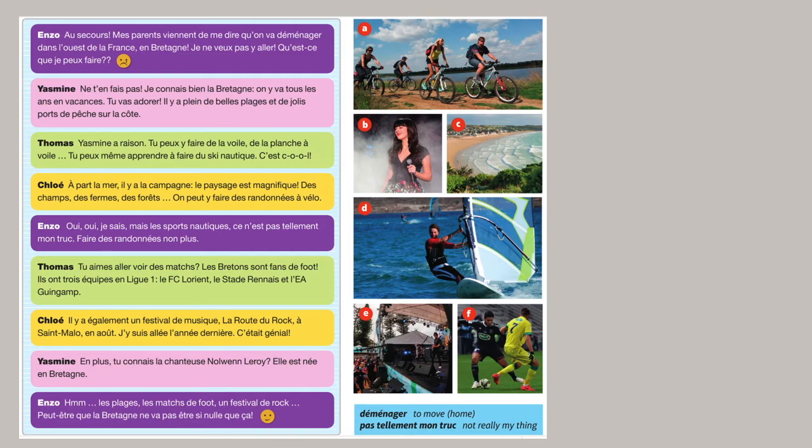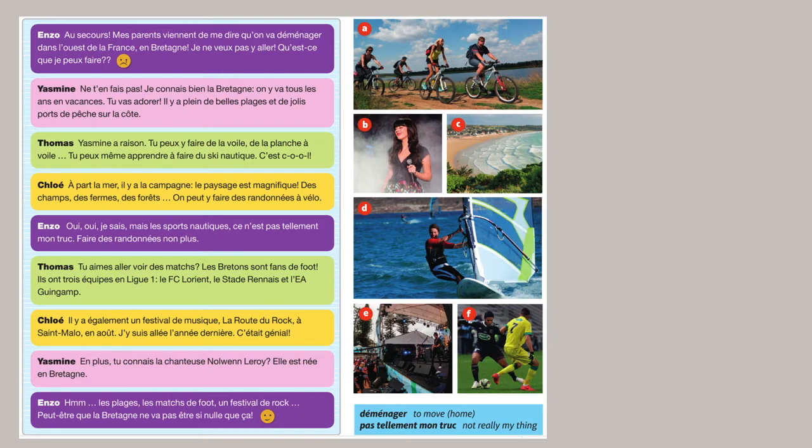Il y a plein de belles plages et de jolis ports de pêche sur la côte. Il y a plein de. Plein de is a good alternative to beaucoup de. Beaucoup de, lots of. Plein de, plenty of, loads of. So there are loads of beautiful beaches and pretty fishing ports on the coast.